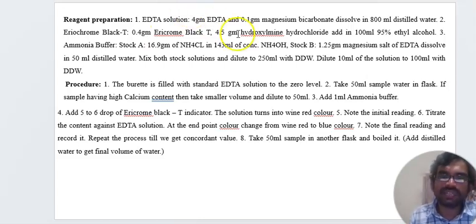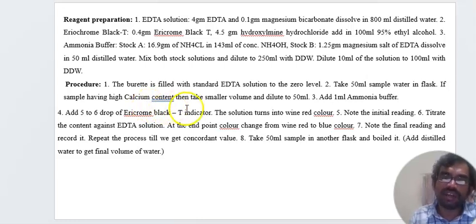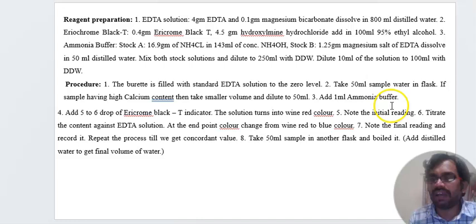experiment. For the EDTA solution, you can take 4 grams of EDTA and add 0.1 grams of magnesium bicarbonate, and here some reagent preparation methods are given. You will prepare according to that, and you can see the procedure: fill the burette with EDTA to the 0 level, then take 50 ml of sample in a flask, and if the sample has high calcium content, take a diluted portion of the 50 ml and add 1 ml of ammonia buffer.